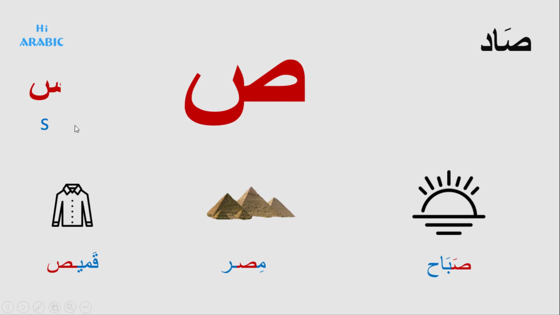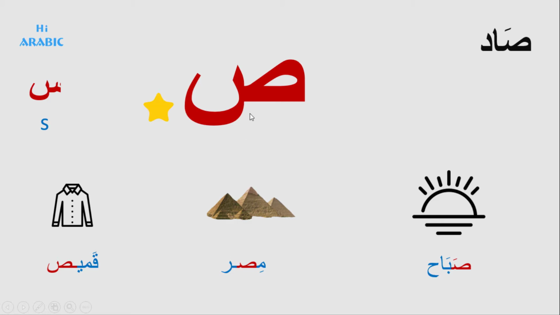And now the letter sad, and it's making the sound sa, and the confusing letter is seen and making the sound sa. Okay, so now I will read the examples and I will use both sounds for the same words and you try to catch that sound. Okay, sabah, sabah.